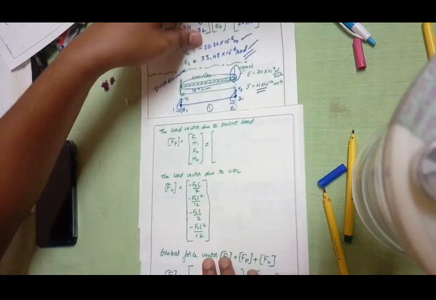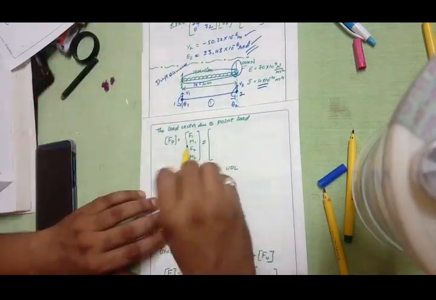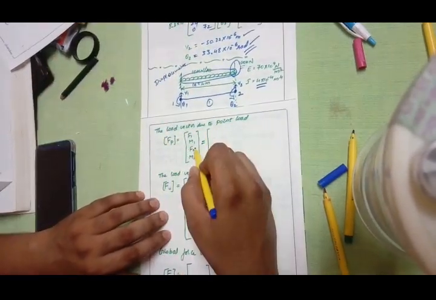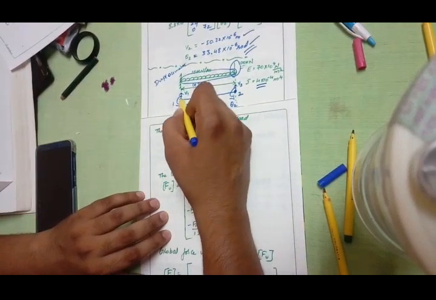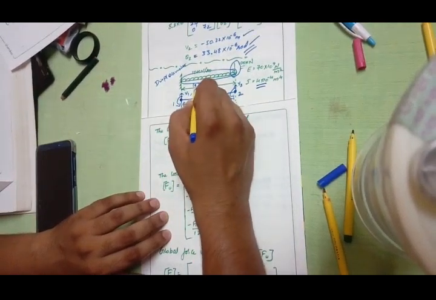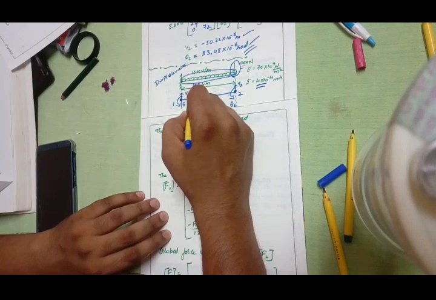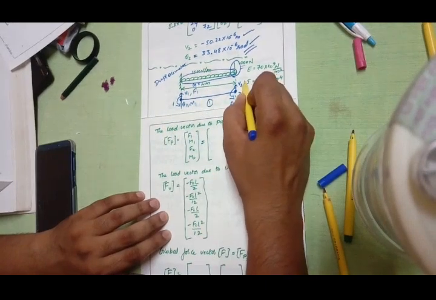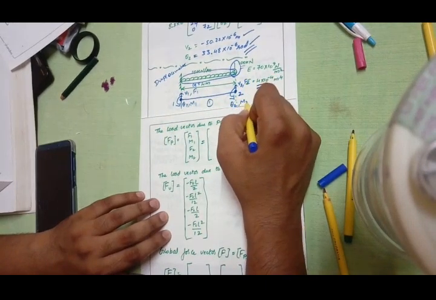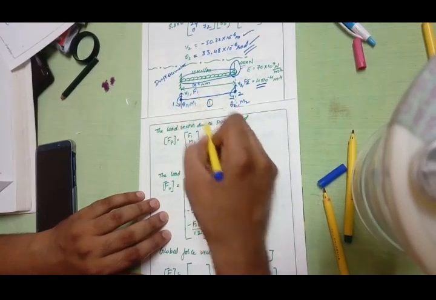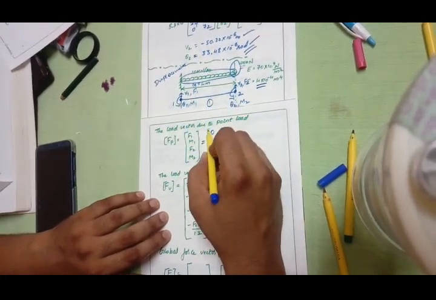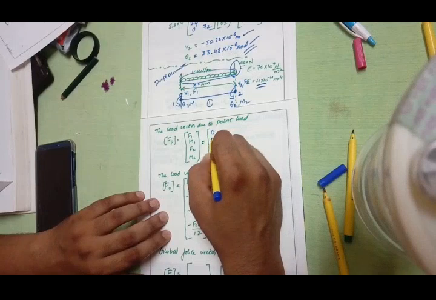I'm going to keep both the diagrams. Now the load vector due to point load means, is there any point load acting at node 1? So V1 will be caused by the force F1 and theta 1, and V2 is due to F2 and theta 2 is due to M2. Is there any force acting? No force is acting at node number 1. So F1 is 0.